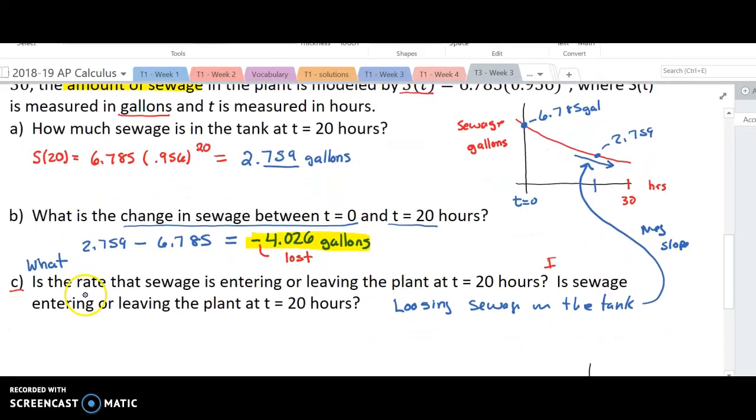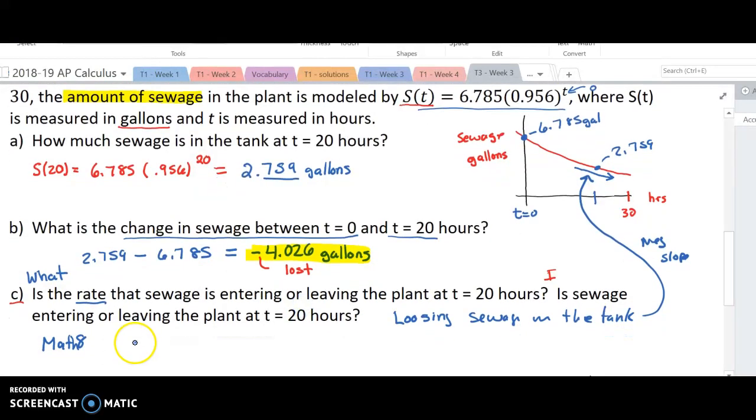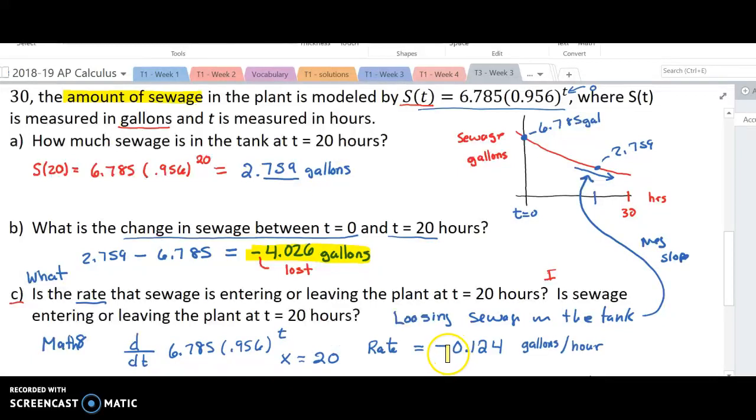And the fastest way to find out what that rate is, remembering back to Math 8, we could do Math 8 on the S of t equation. So we're really just going to take the derivative with respect to time of 6.785 times 0.956 to the t. And we're not going to do this by hand. I'm going to calculate this on a calculator using Math 8 at 20. If you're using Math 8, we get negative 0.124 gallons per hour would be our units.